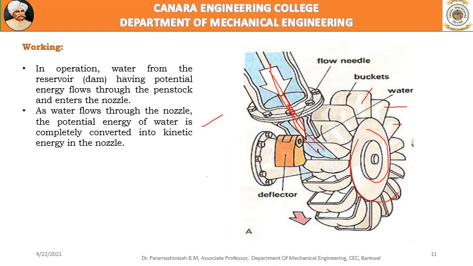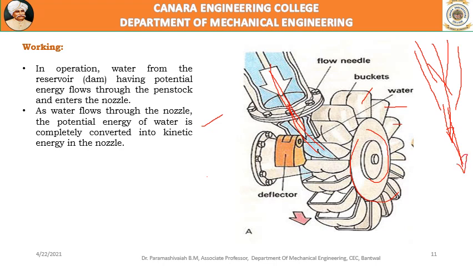Okay. Nozzle is nothing but a simple device wherein the diameter reduces. When the diameter reduces, what happens? The velocity increases and the pressure decreases. Nozzle is nothing but a device which converts the pressure energy or potential energy available in the water into kinetic energy or velocity energy.